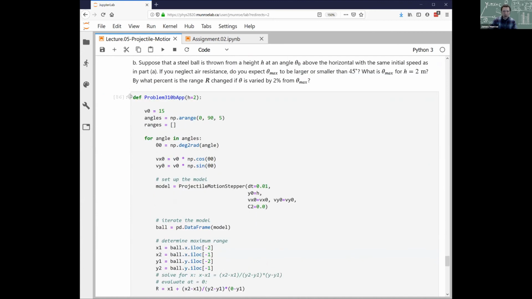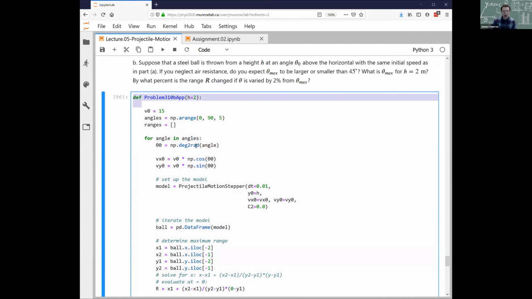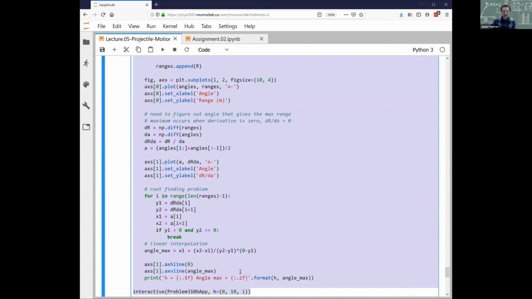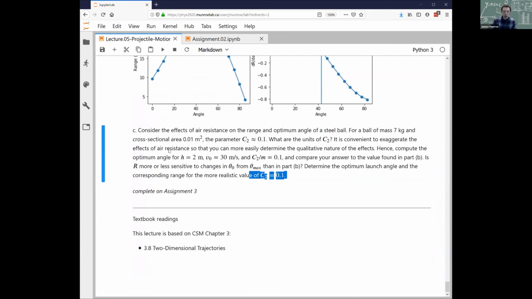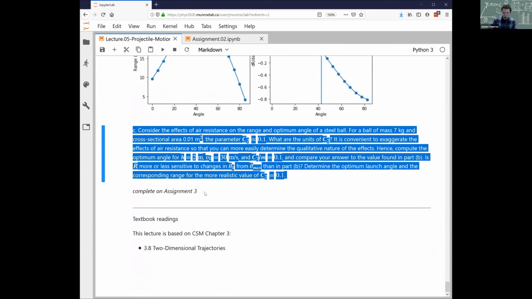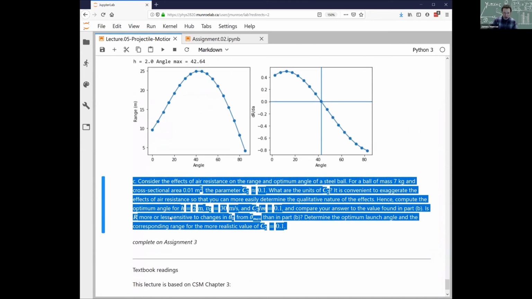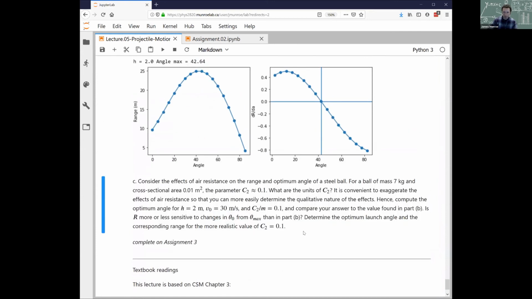If you like, and I'll wait for someone to tell me so, I'm happy to live code this block of code as well to go through it, or I can just leave it as posted. Both of these two pieces of code will appear on assignment number 3. And what I want you to do on assignment number 3 is explore the effects of air resistance on this problem. The idea is you would start with a piece of driver code and modify it and come up with a visualization to answer the question in the problem.